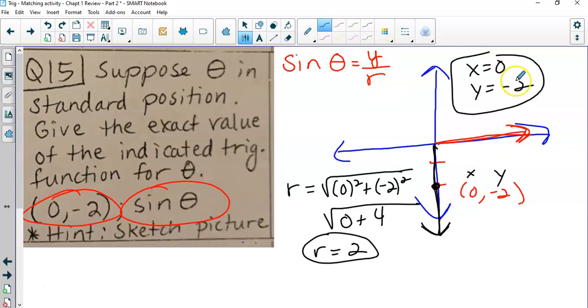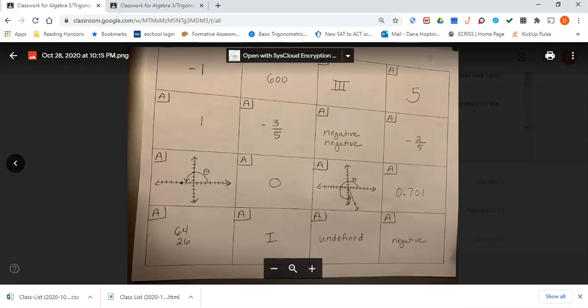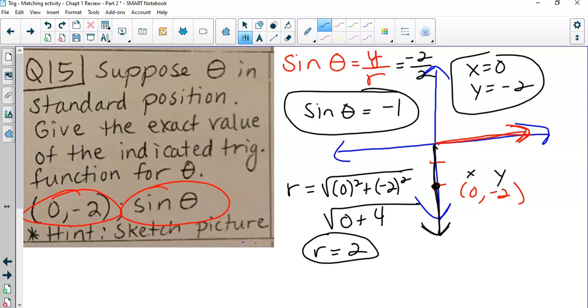Okay, so the sine is the y over the r. Negative 2 over 2, so sine of this angle is negative 1. And you can go over and check your answer, see if there is a negative 1, and there it is up in that corner there.